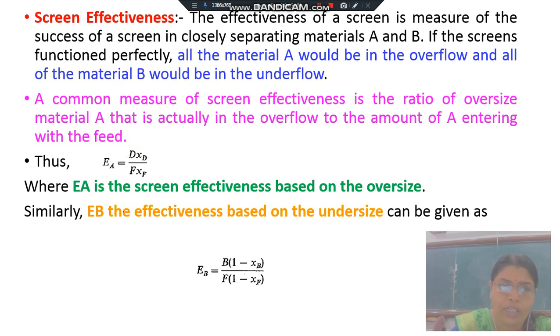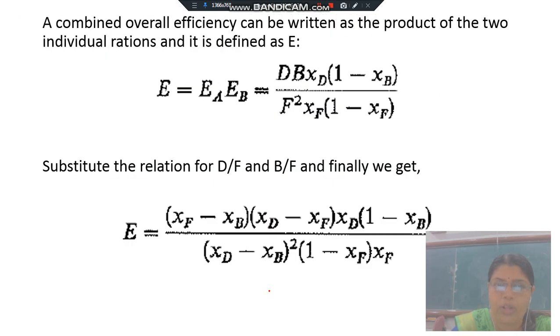If I want to write the effectiveness based on the undersize, then I can simply write it this way: instead of D, I get D into 1 minus XD, and F into 1 minus XF. And the overall formula, if you substitute all the values, gives the screen effectiveness formula. So in today's session, we are going to discuss the effectiveness of the screen, and we are going to derive this formula in the class. Thank you.